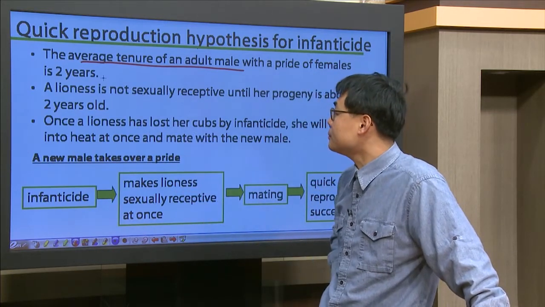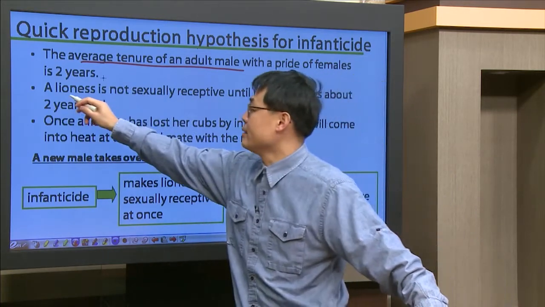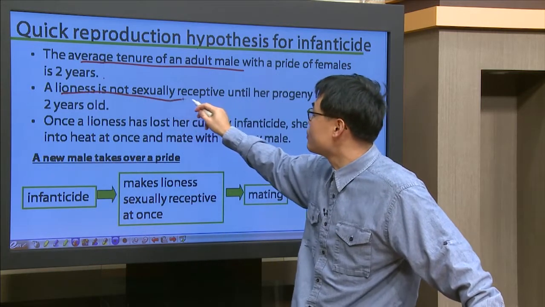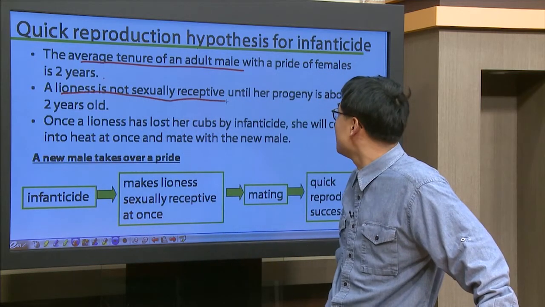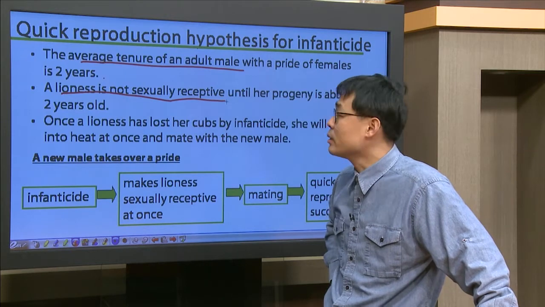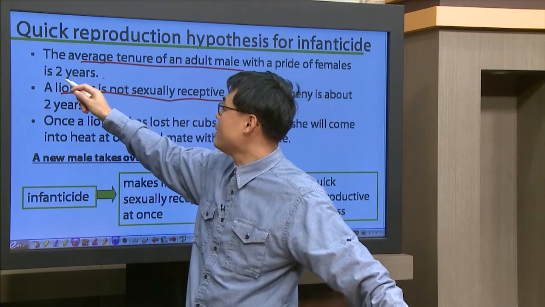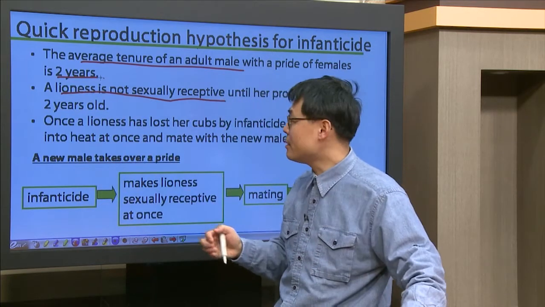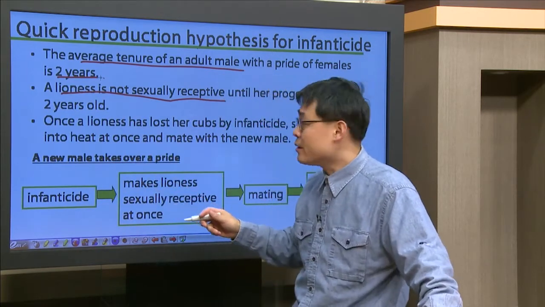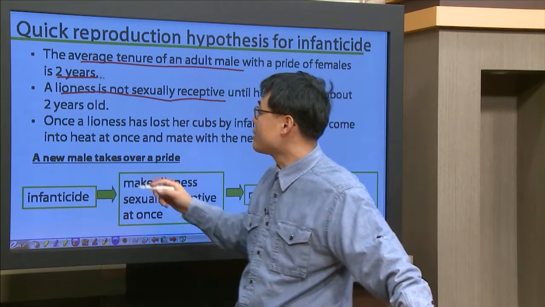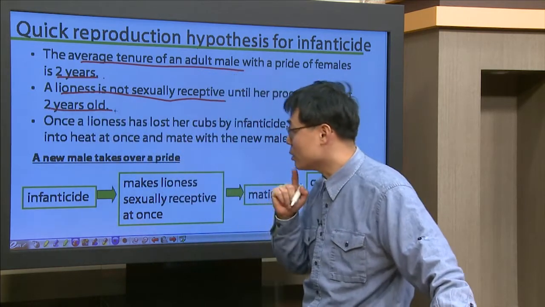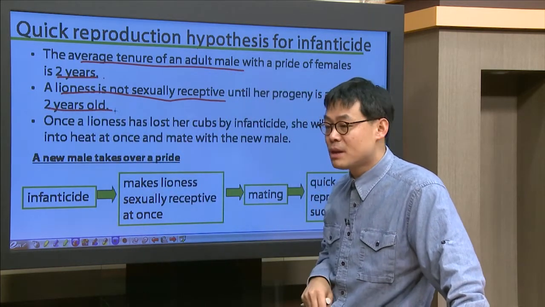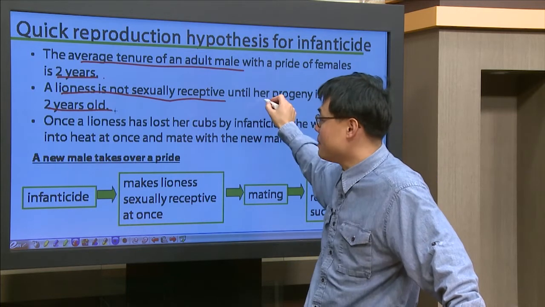So you probably want to make the most out of these 2 years of your tenure in this pride. But if you're a female lion, the lion is not sexually receptive until her progeny is about 2 years old. If you have a little cub here, then the female lion is not going to mate until the cub is about 2 years old, so the incoming males probably have no chance of mating with this female.